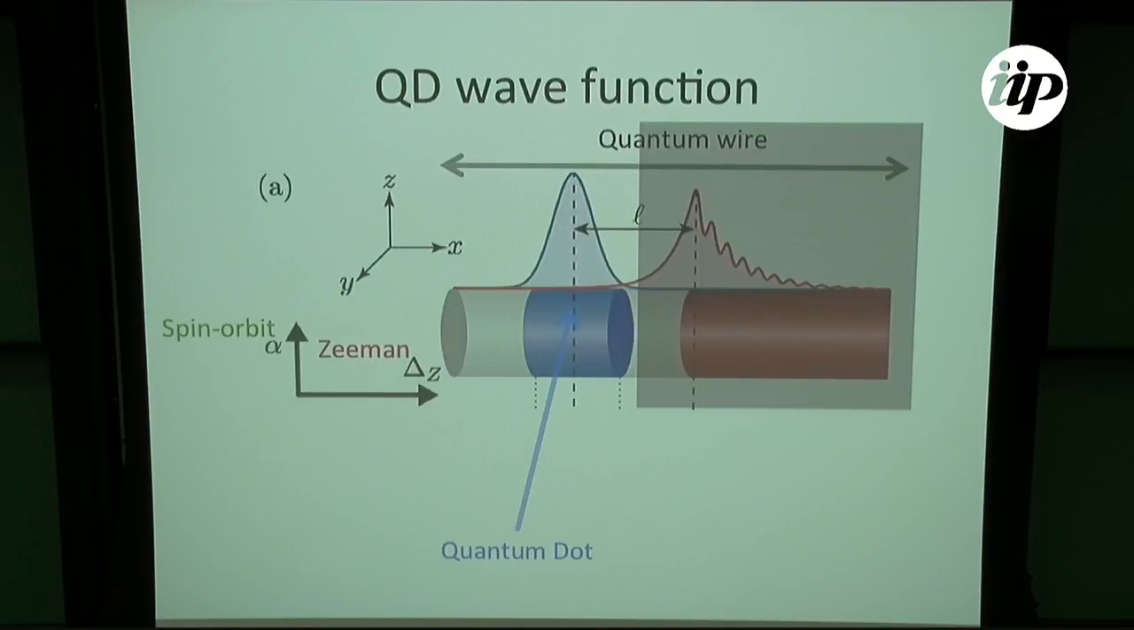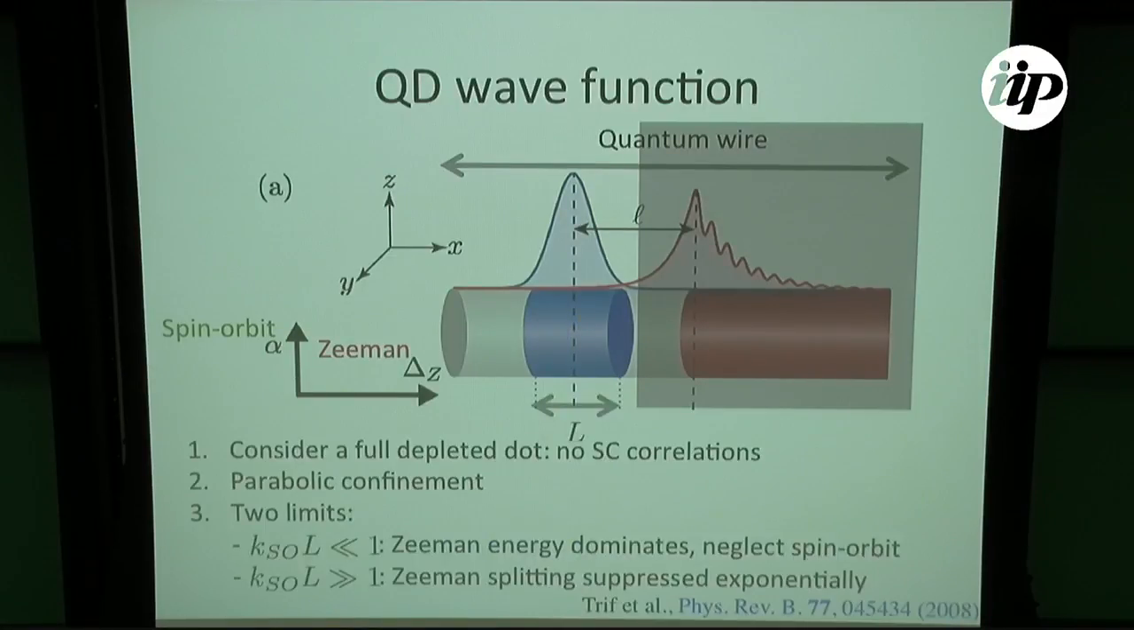So now we calculate the wave function of the quantum dot. To calculate the quantum dot, we make some simplifying assumptions. We consider a fully depleted dot, so no superconducting correlations. We consider a parabolic confinement, and we look in two limits. One limit is when the size of the dot, L, is much, much smaller than the spin-orbit length, and when the size of the dot is much, much larger than the spin-orbit length.